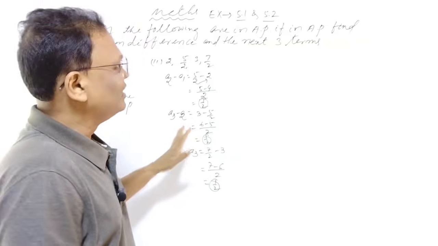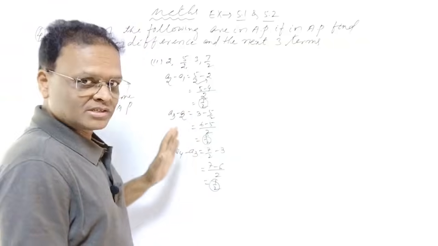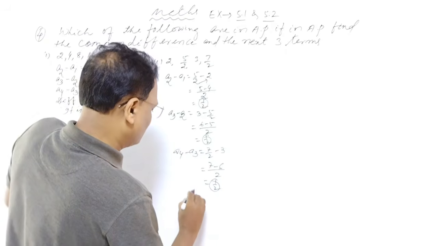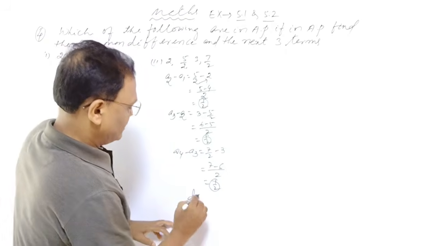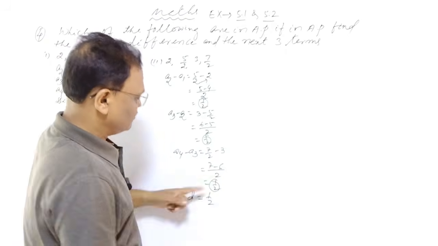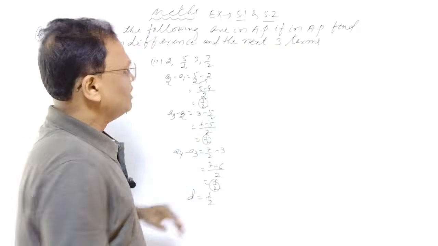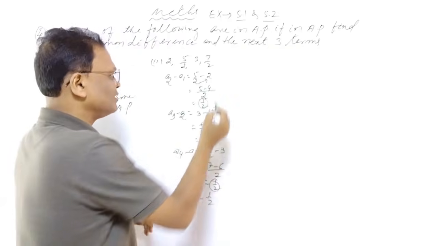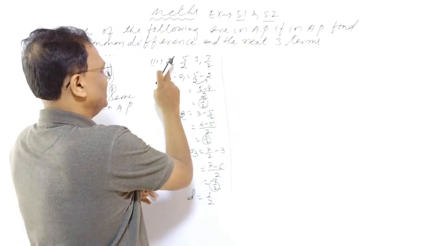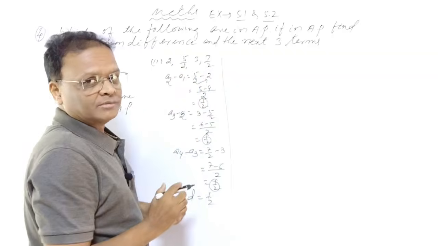And if this is in AP, what is being asked? Find the common difference. So what is my common difference? Common difference I can write as D. This common difference is 1 by 2. This is the difference. Next, three terms. Next three terms means A1, A2, A3, A4 are given.